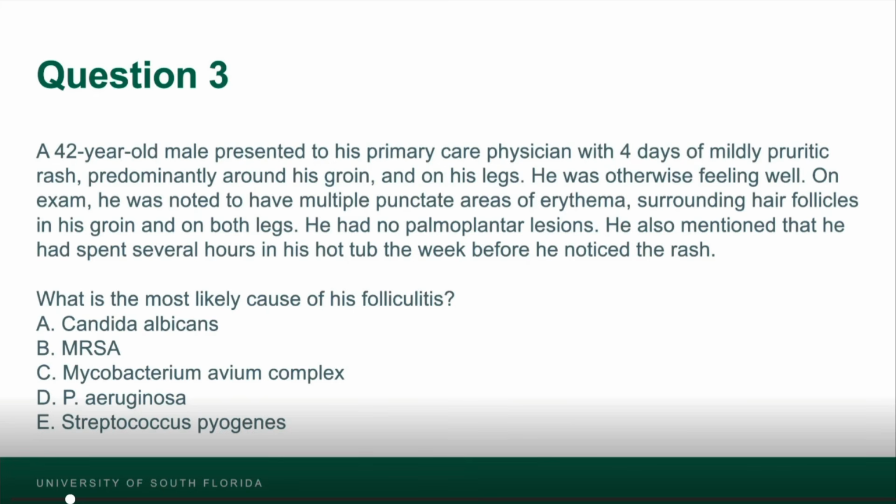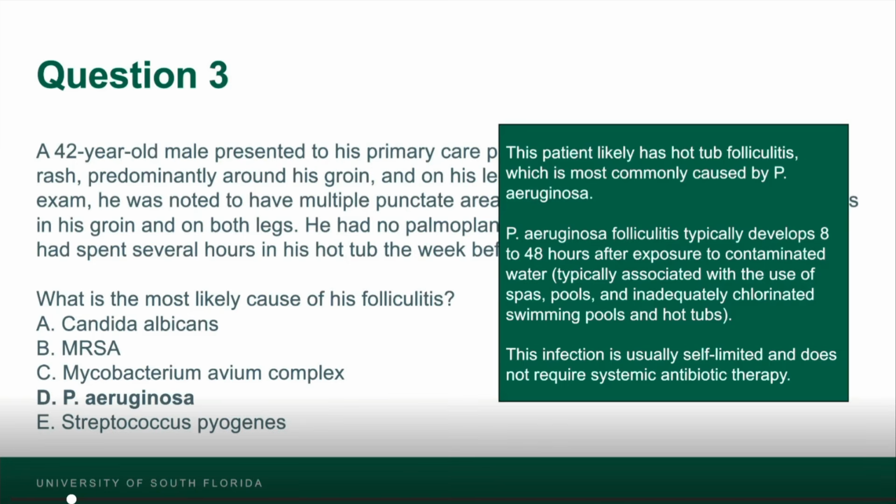Yeah. We'll get to aquatic exposures, but the onset of 4 days, and the rash in the areas covered by the swim trunks, is pretty typical for hot tub folliculitis caused by Pseudomonas. It usually starts pretty quickly, 8 to 48 hours after exposure to the contaminated water.